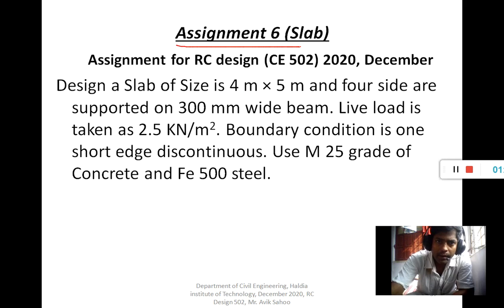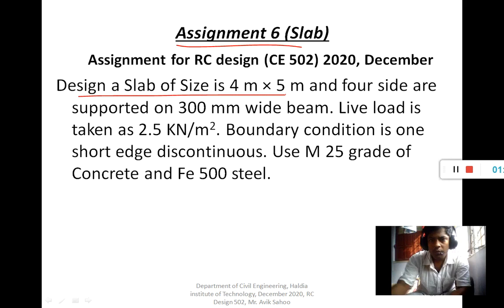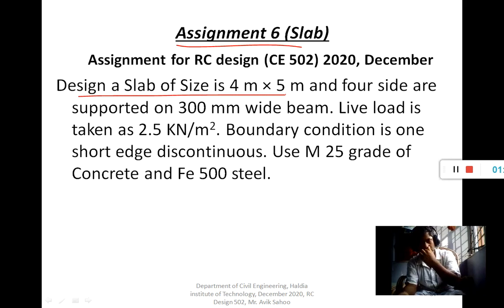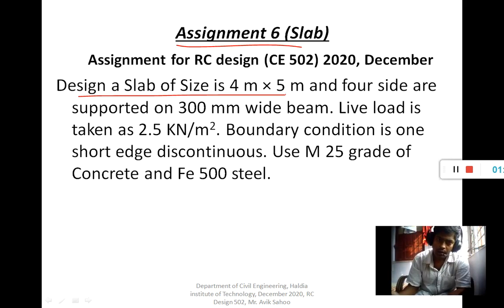Now the one assignment I have given is assignment 6. Design a slab of size 4 meter by 5 meter, with 4 sides supported on 300 wide beams. Live load is taken as 2.5. Boundary condition is one short edge discontinuous, and the grade of concrete and grade of steel are mentioned, so that you have to design, and also you have to draw the reinforcement details either using AutoCAD or by hand sketch. Also you can do it following the scale.